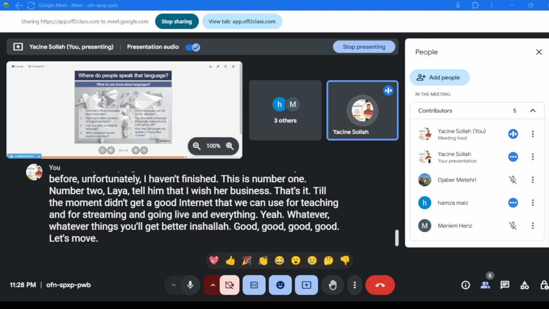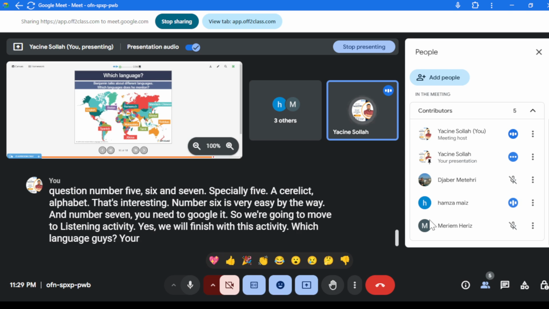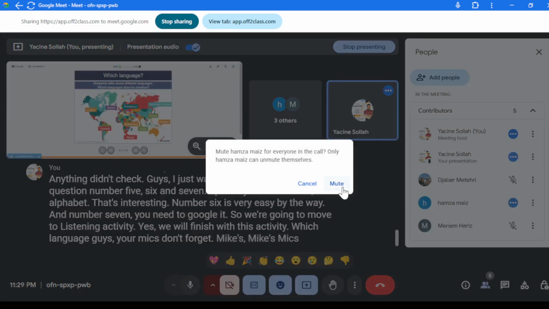Good. Let's move on to the next question, since Jabir didn't check. Guys, I just want to move on. We have questions 5, 6, and 7, especially 5. Cyrillic alphabet, that's interesting. Number 6 is very easy, by the way. And number 7, you need to Google it. So we're going to move to a listening activity. Yes, we will finish with this activity. Guys, your mics, don't forget.